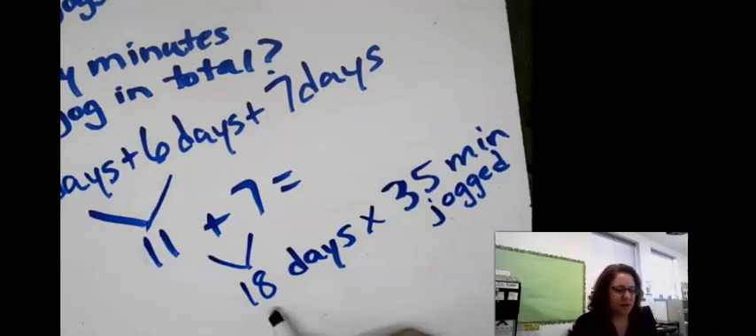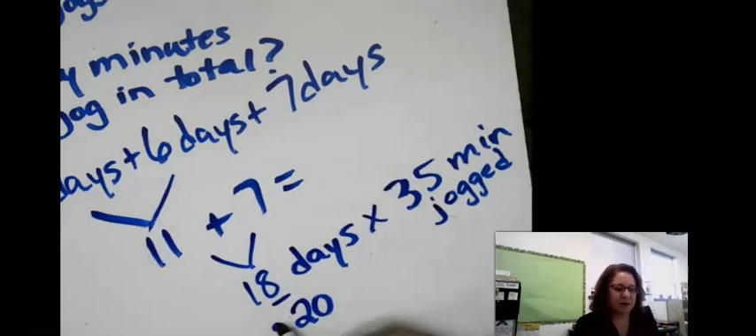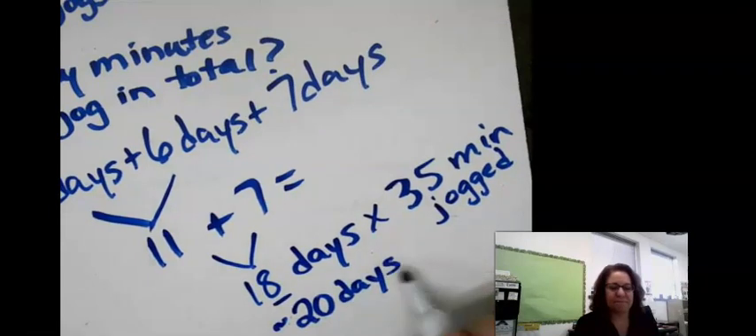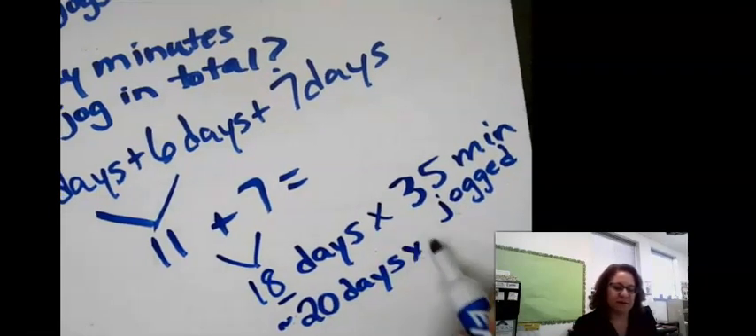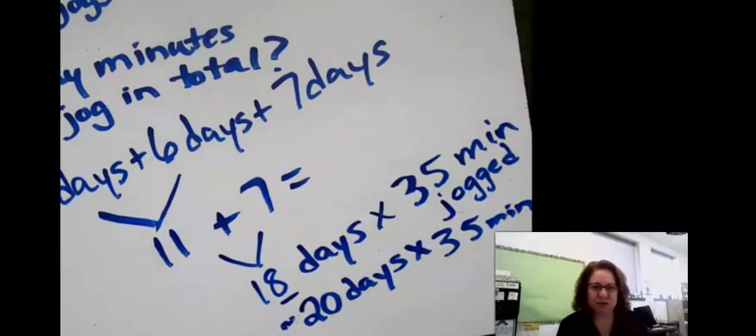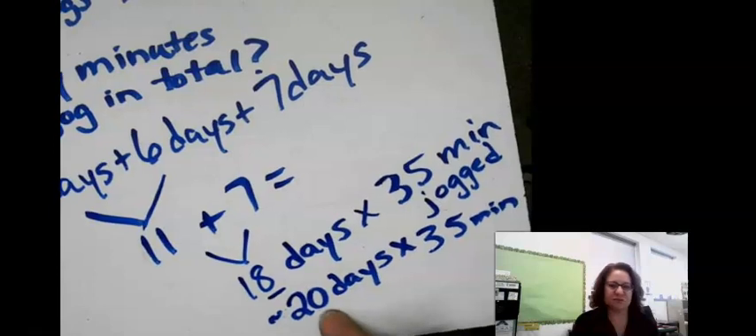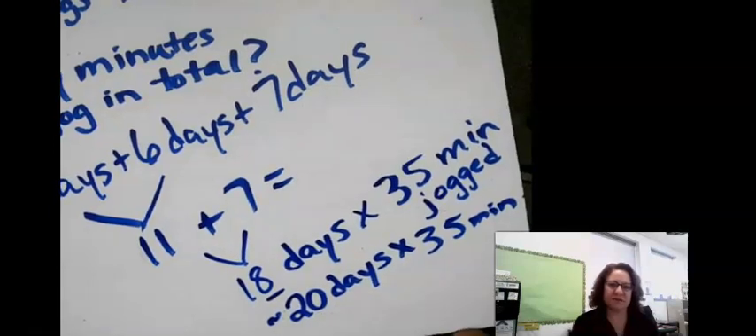So why don't we go ahead and round 18 to the nearest tens place. We're going to look at the 8 to decide what to do with the 1. Right, the 8 will change the 1 to a 2. It's approximately 20 days times 35 minutes. Well, do you know what 2 times 35 is? If you know what 2 times 35 is, it's really easy to figure out what 20 times 35 is, isn't it?